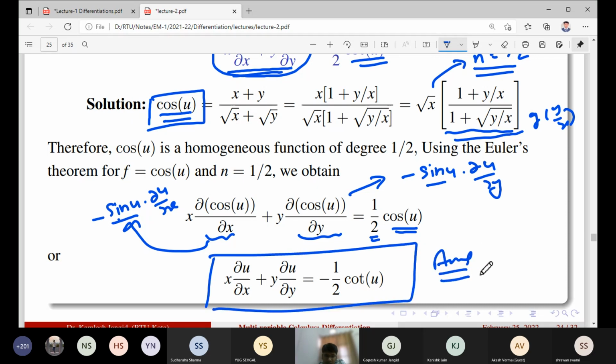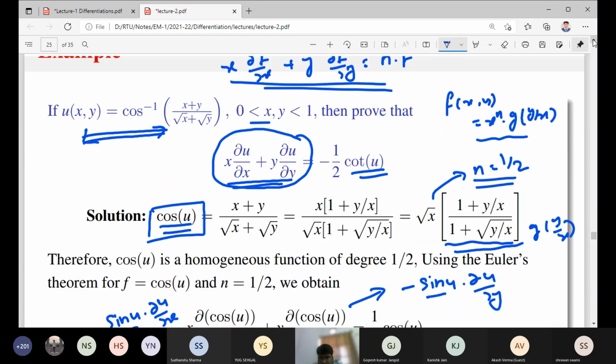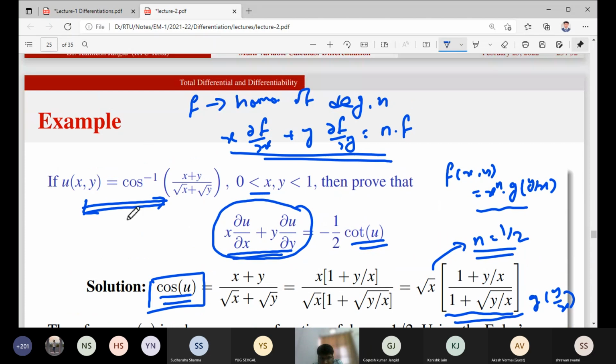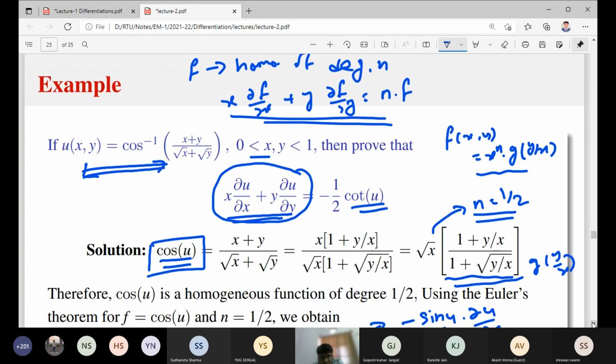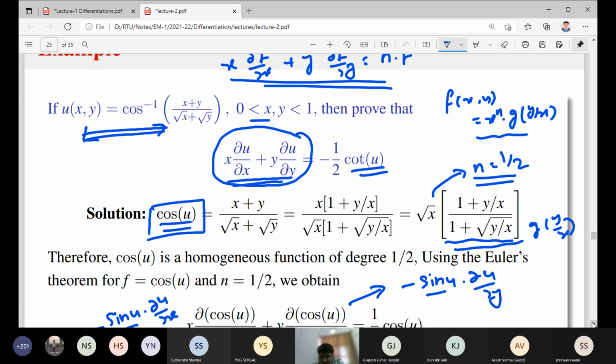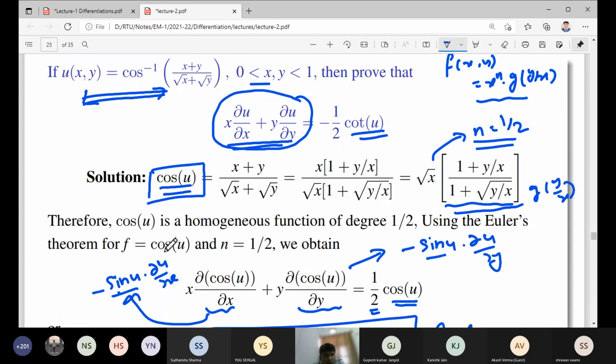This is what we had to prove here. All right. So because your given function is a homogeneous function of degree half, the value of this left hand part is equal to minus 1/2 times cot of u. Right. So this is all about homogeneous functions and Euler's theorem, and we'll continue in the next lecture.